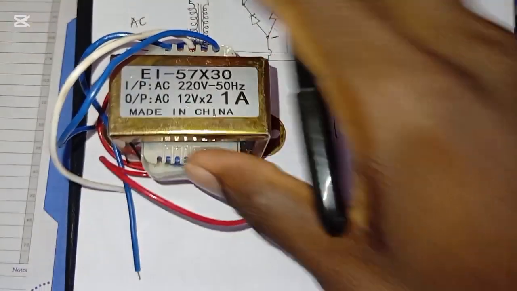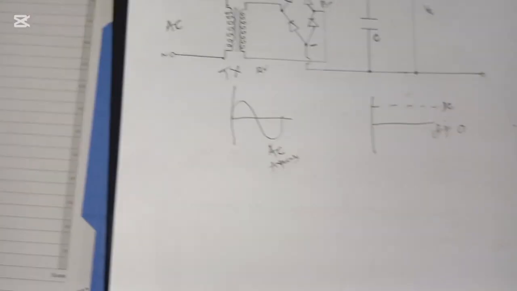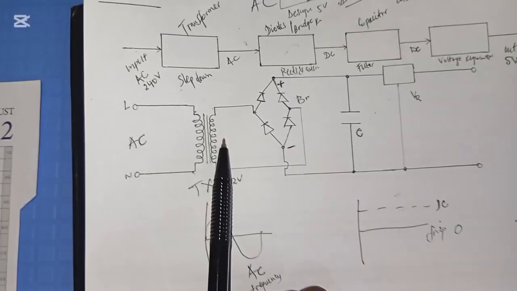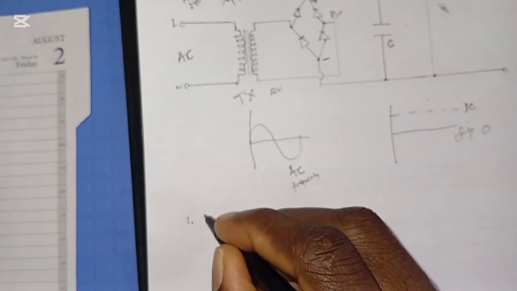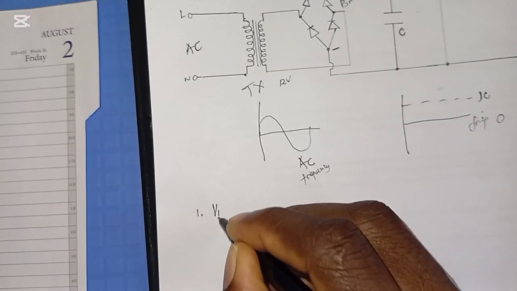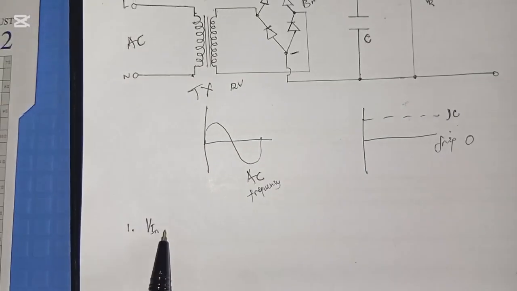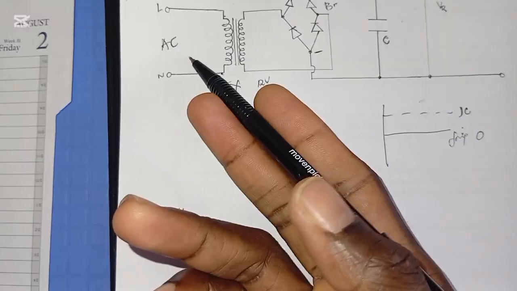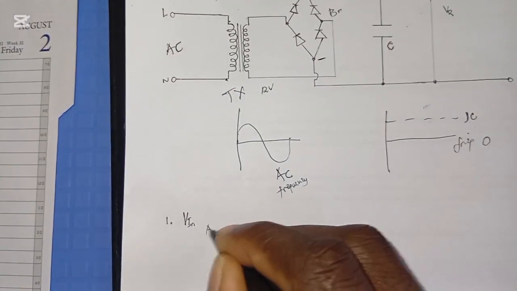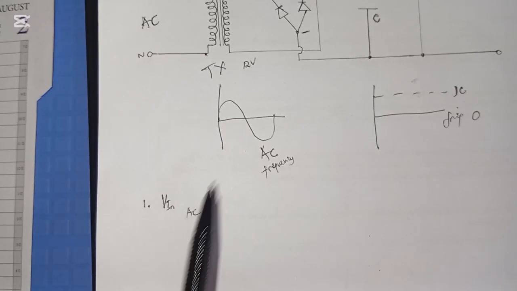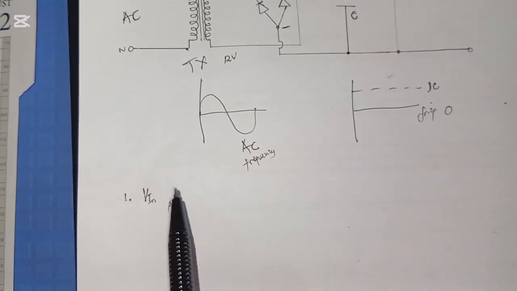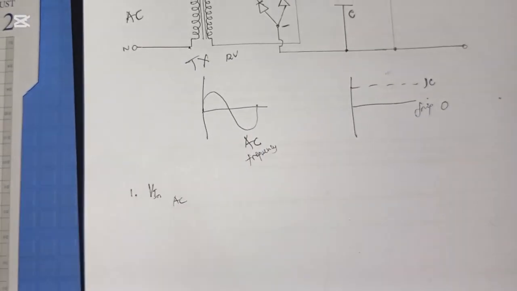Let me have this transformer here. How do you choose this transformer? Step number one, for you to choose a transformer for this power supply, you need to know your input, the input voltage, Vin. We normally know that the input voltage is AC voltage, alternating current. This input should match your mains supply voltage.